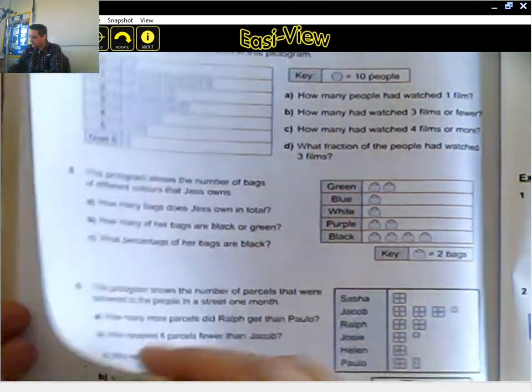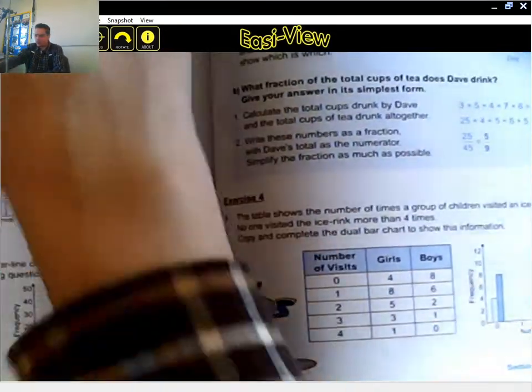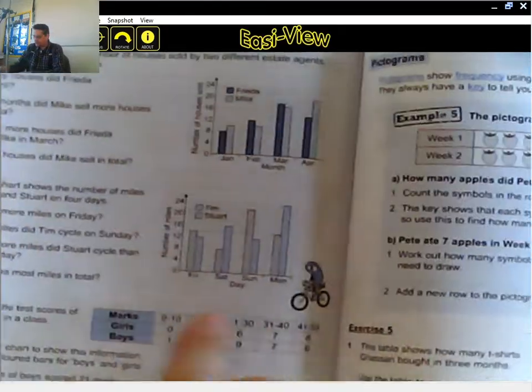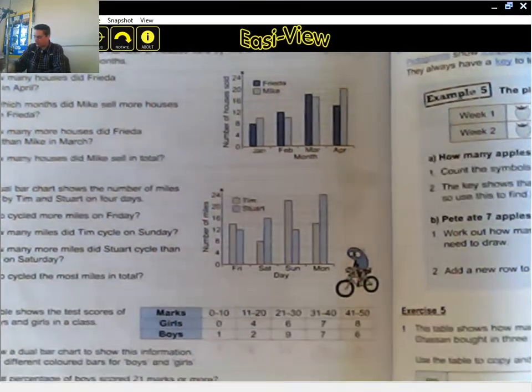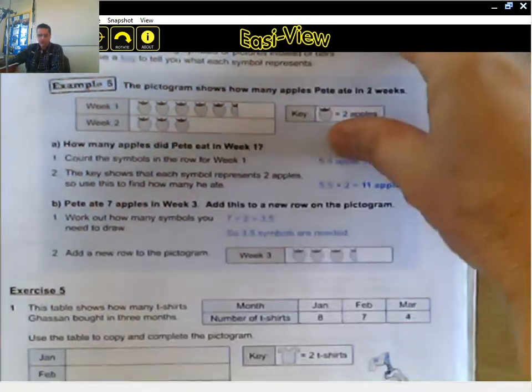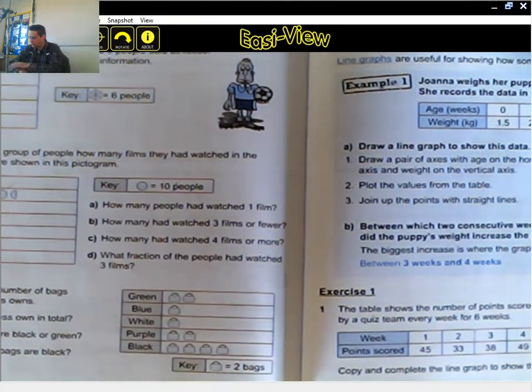So for today, let's just reiterate, we're going to do the dual bar charts or comparative bar charts. There, question 1, question 2, question 3, question 4. Have a little break, and then we'll do the pictograms, question 1, question 2, question 3, question 4.